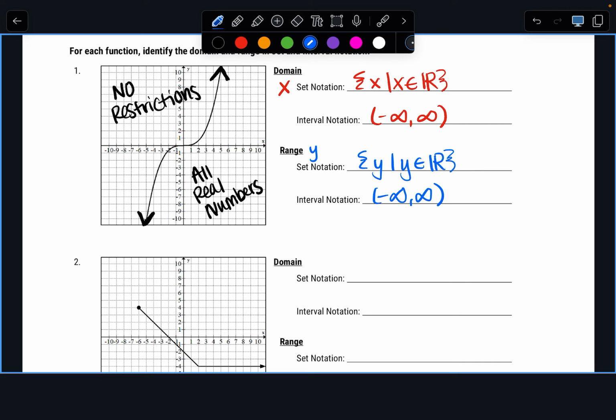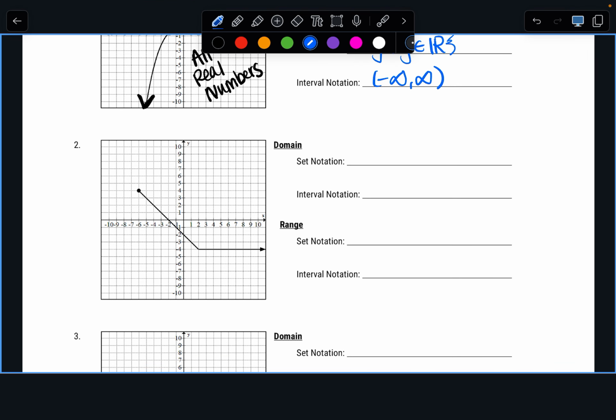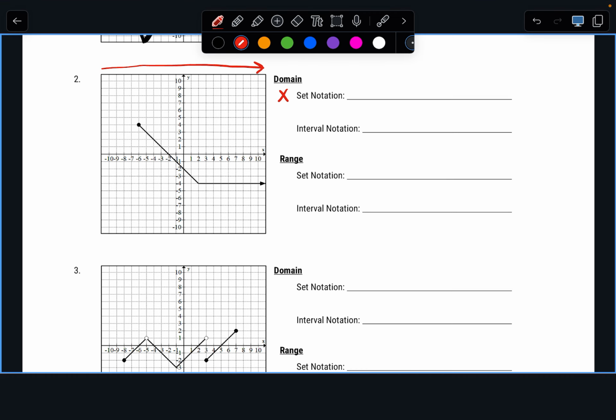Okay, no restrictions. Base idea of what a function is. Let's go in and look at number 2. Now, do I have restrictions here? Yes, because by restrictions, I mean is there a stopping point somewhere on this graph? And we do. I'm going to start with domain, because domain is our x. If I'm reading my domain from the left side of my graph to the right side, the first place where I encounter the graph is here. It's a filled in circle at -6.